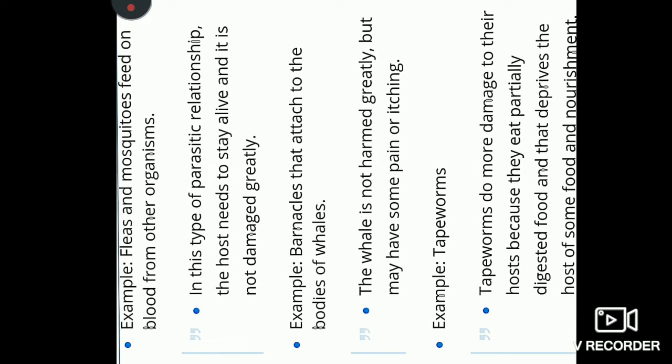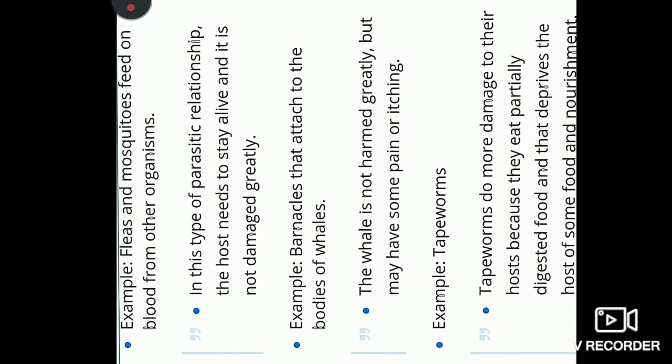Fleas and mosquitoes feed on blood from others; they depend on our blood or the animal's blood. In this type of parasitic relationship, the host needs to stay alive and is not damaged greatly. Suppose a mosquito bites our body, we are not affected much, we live nicely. But through biting, the mosquito fills its stomach. Second, barnacles attach to the bodies of whales. They just attach to the body of the whale, but do not harm it, though sometimes there is a little bit of pain and itching, खुजली जैसी कुछ होती है.